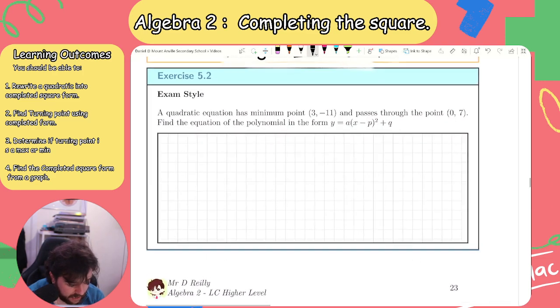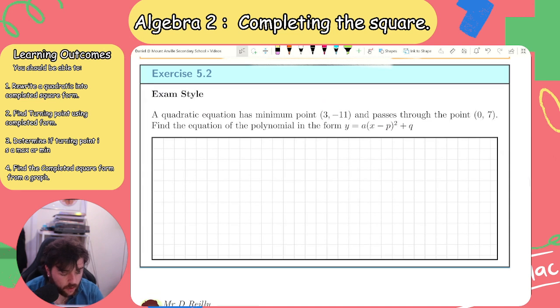So let's do an example here. This is an exam style question. A quadratic equation has a minimum point (3, minus 11) and passes through the point (0, 7). Find the equation of the polynomial in the form a times (x minus p) squared plus q. So it has a minimum point, so just draw out a sketch. Always draw out a sketch. So it's a minimum point, so I'm going to have a U-shaped graph. This is going to be the point (3, minus 11). And this point up here is another point on the graph, which is (0, 7).